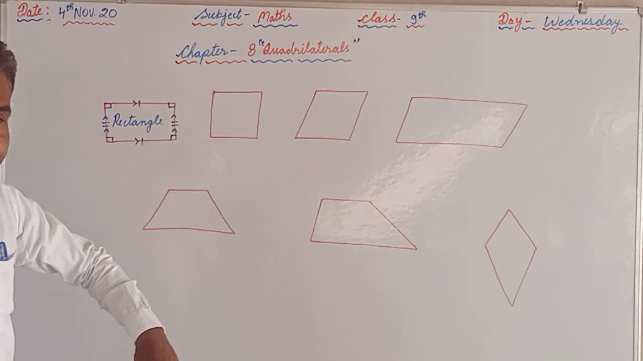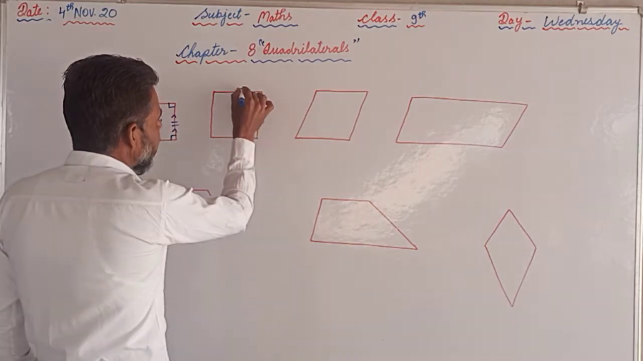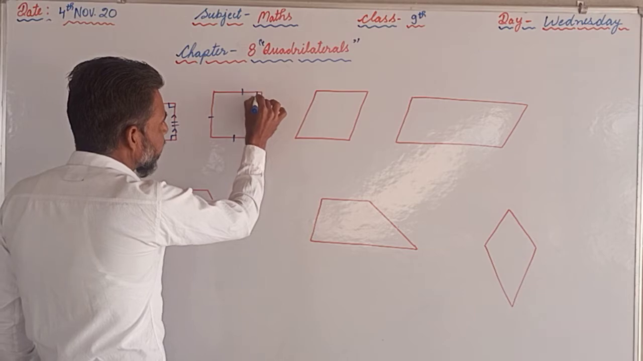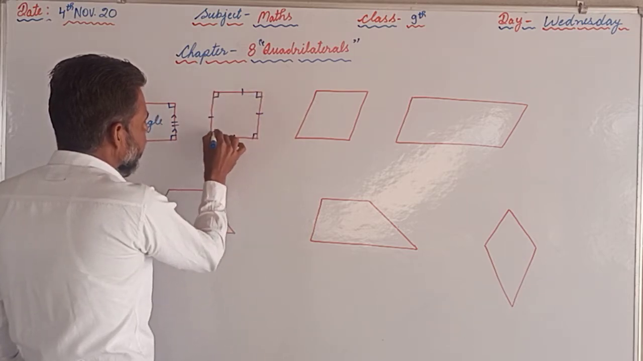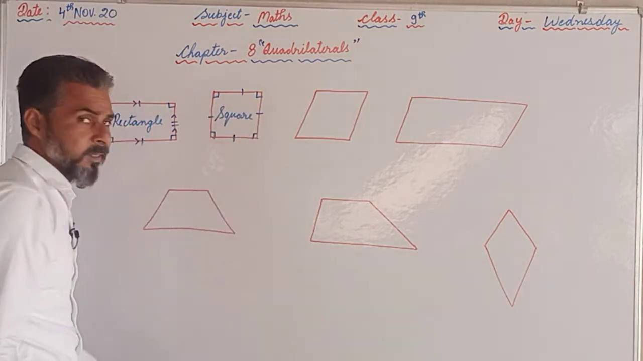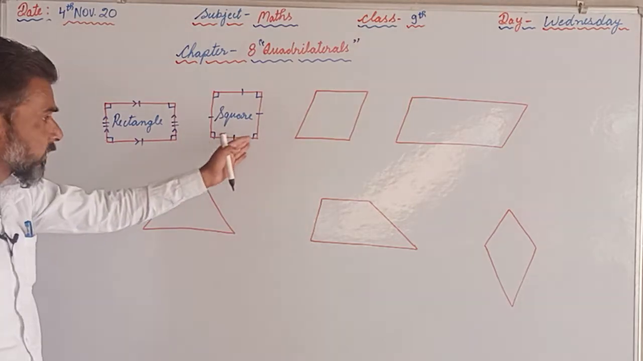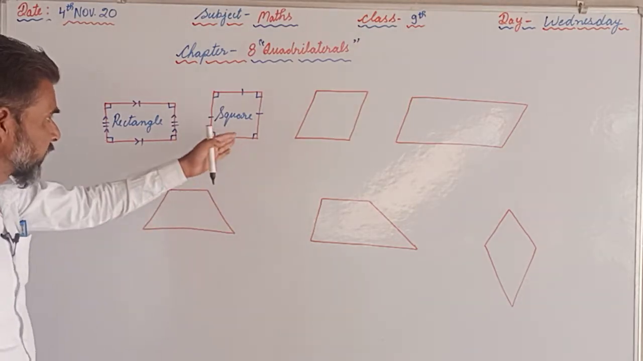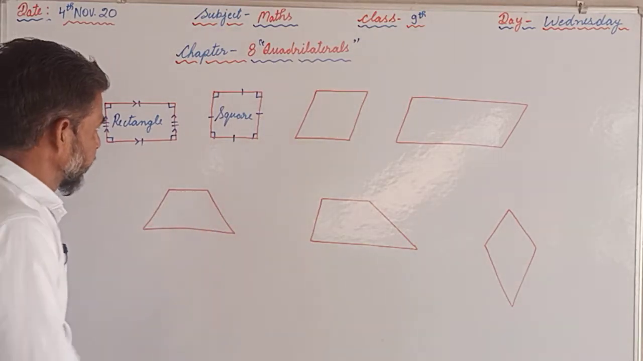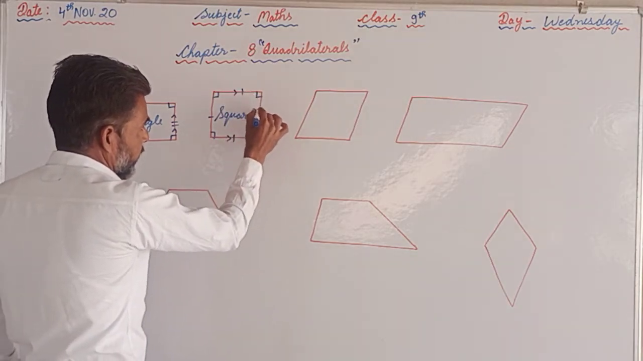Now the second one, if all the sides of the quadrilateral are equal and all the angles are of 90 degree each, then it is known as square. Now difference is there in between rectangle and square. In both the angles are of 90 degree each, but in the square all the sides are equal, and in the rectangle the opposite sides are equal. Here also these will be parallel.